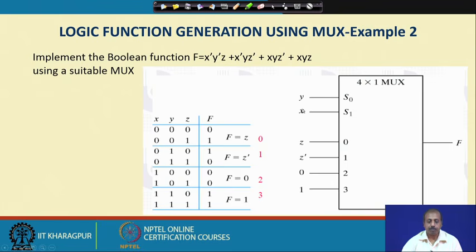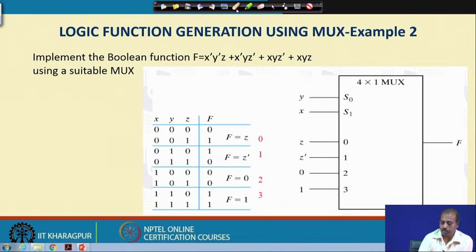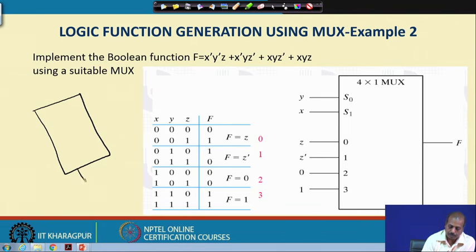There is an example. Suppose this is the function that is given to me: f equals x bar y bar z plus x bar y z bar plus x y z bar plus x y z. This is a 3 variable function, so you can straightaway realize it using an 8:1 multiplexer. I apply x, y and z to the select lines, and these are the data lines.